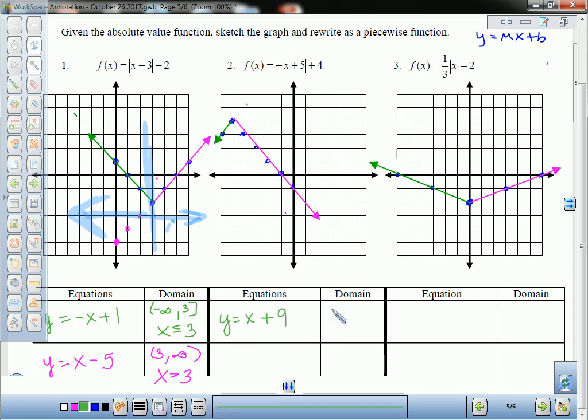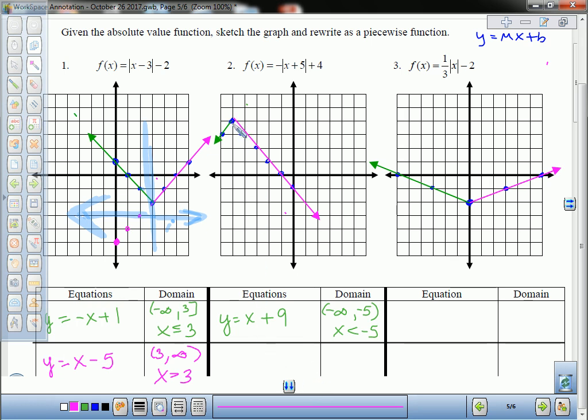Now, this domain extends forever left, so it's negative infinity until this x value. What is that x value? -5. So it's x values that are less than -5 because it's going left. On this one, I'm flip-flopping just to show you it doesn't matter. It could be equal to, it sure could.